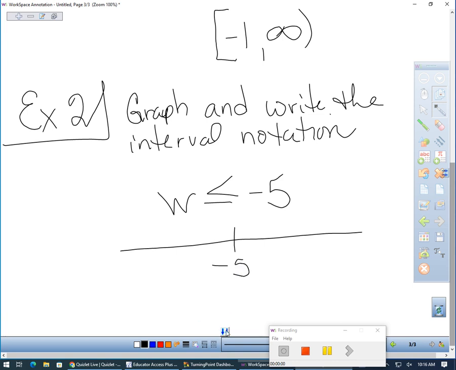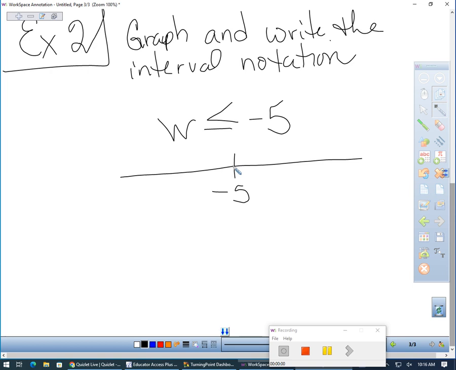Do I have an open or closed dot? Good, it's a closed dot. Is this going to the left or to the right? Good, it is going to the left. It is pointing this way. Again, you'll notice my arrow and my inequality look the same direction, right? Now I have to write my interval notation. This time I come across my arrow first, which means I start at -infinity. And then it keeps going all the way to this closed dot, which is at -5 with a bracket.